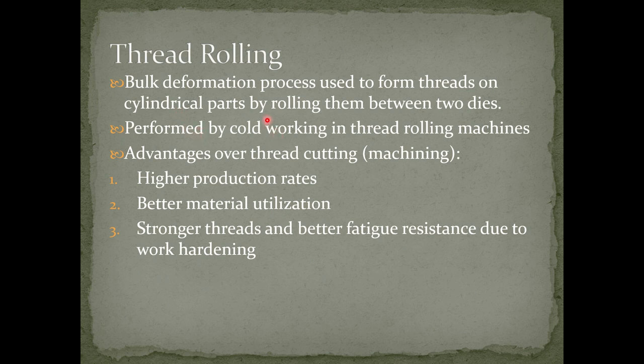And why do we use thread rolling? Because we have lathe machines and milling machines. Hamare paas lathe machine bhi hai aur milling machine bhi hai cylinder ke upar thread banane ke liye. Fir hum thread rolling kyun use karte hai? Then we are going to see the advantages over thread cutting machines. So what are these advantages? First is higher production rate, better material utilization, stronger thread, and better fatigue resistance due to work hardening. Because of these advantages, hum thread rolling preferred karte hai lathe machine ya milling machine se.